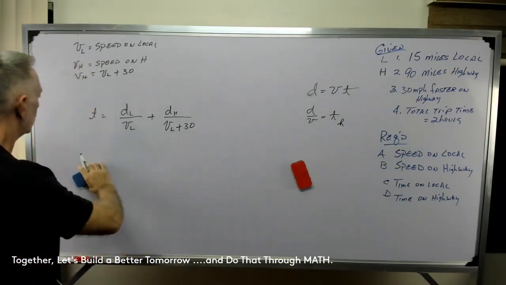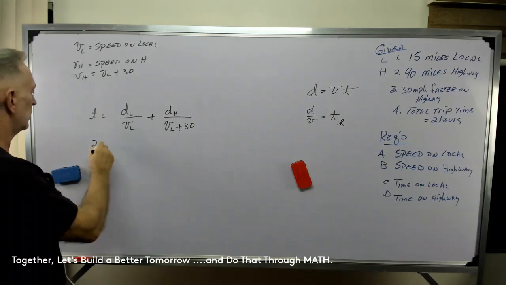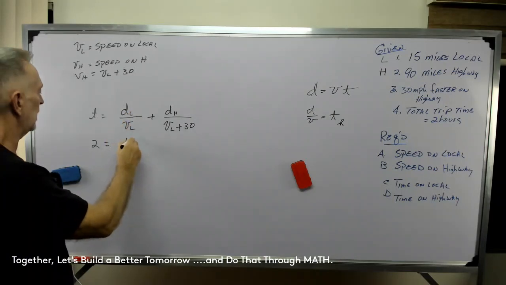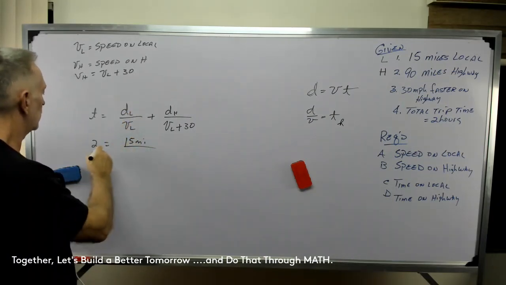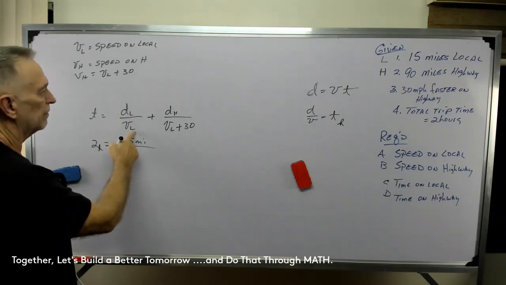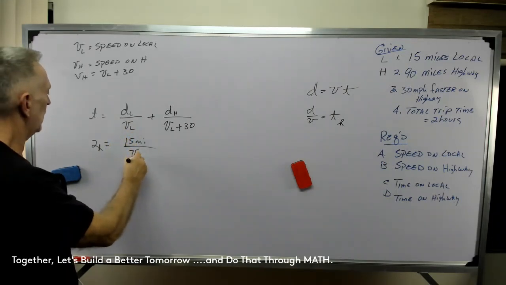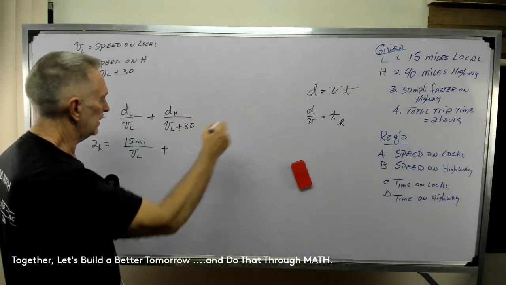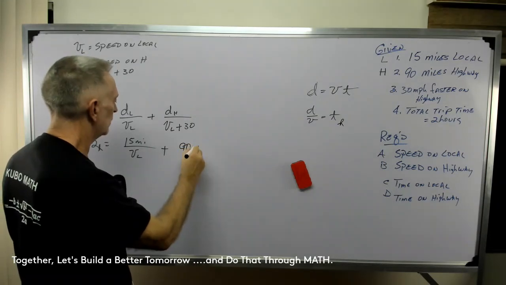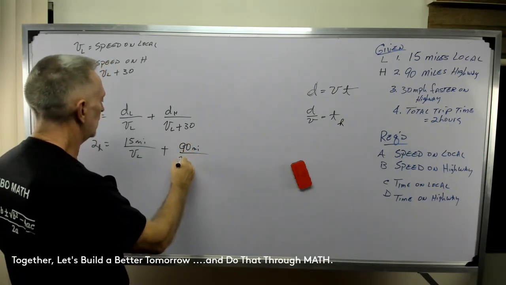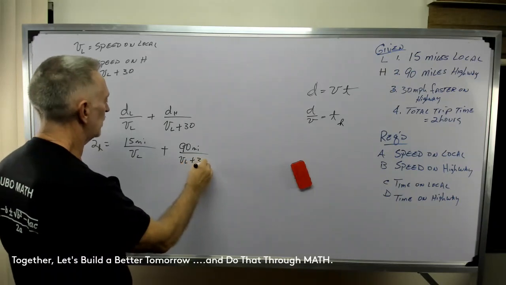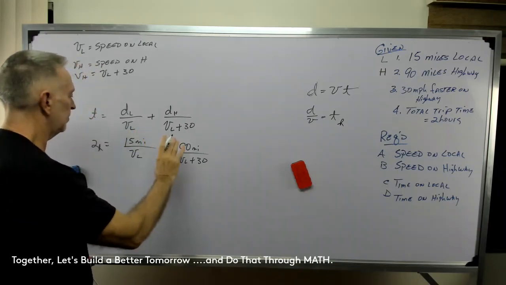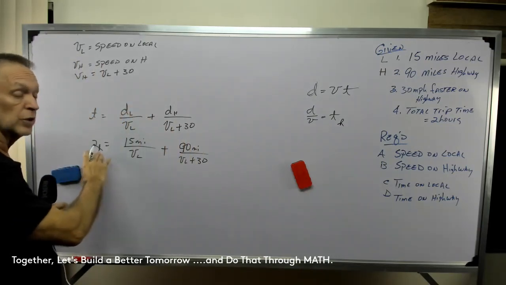Okay, so we know that this was 2 hours. We drove 15 miles on that road, so this is a little h. And then we had a velocity of V sub L, plus the distance on the highway, which was 90 miles, divided by the velocity on the local road plus 30. So that would be the velocity on the highway. That gives me a unit of time plus a unit of time, and all of that should equal 2 hours.